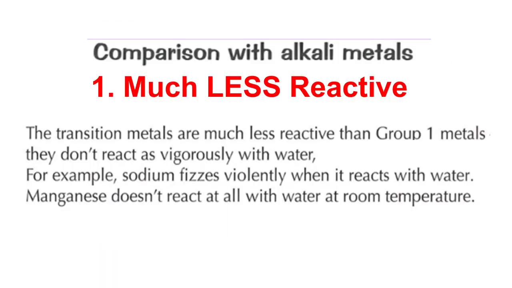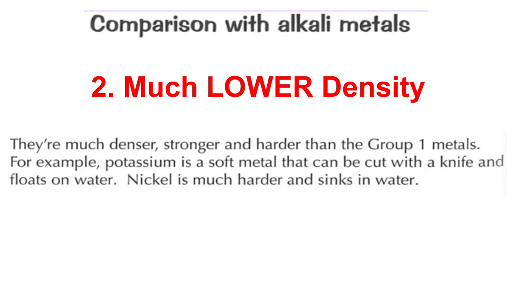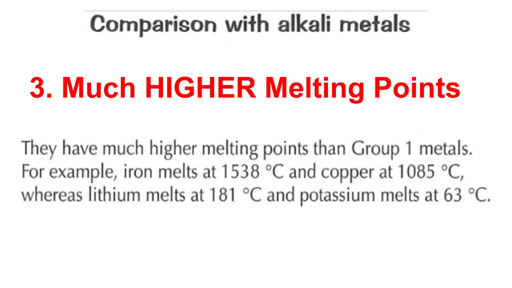And you need to be able to compare the alkali metals with the transition metals. They are much less reactive than the alkali metals. They don't go on fire or explode. Alkali metals have a much lower density, so they float on water, while transition metals will sink. And they have much higher melting points. So the group 1 metals will melt in water, whereas look at how high, 1538 degrees for iron, much higher, whereas potassium melts at 63 degrees.